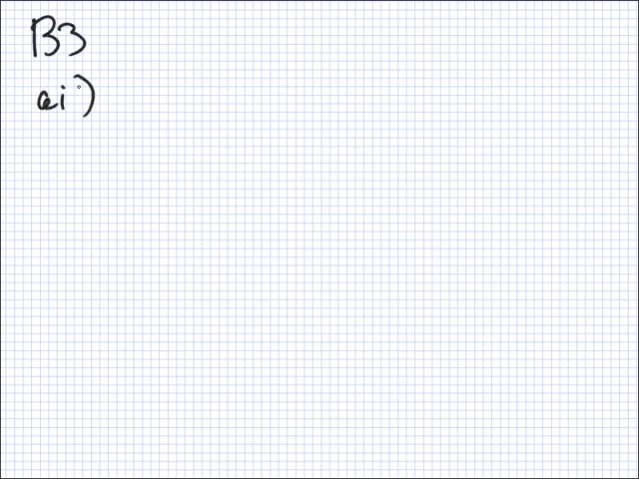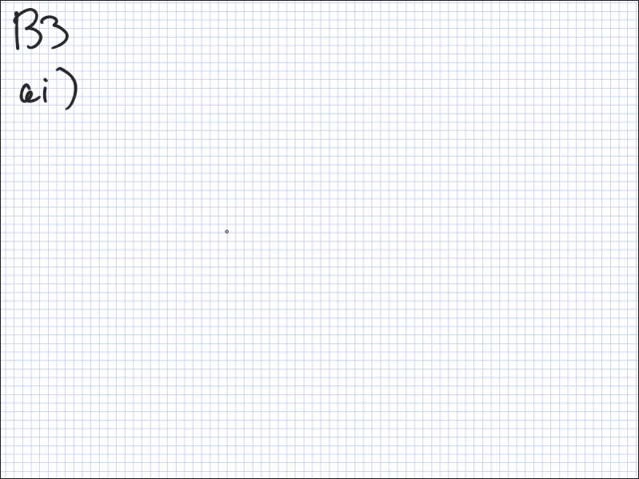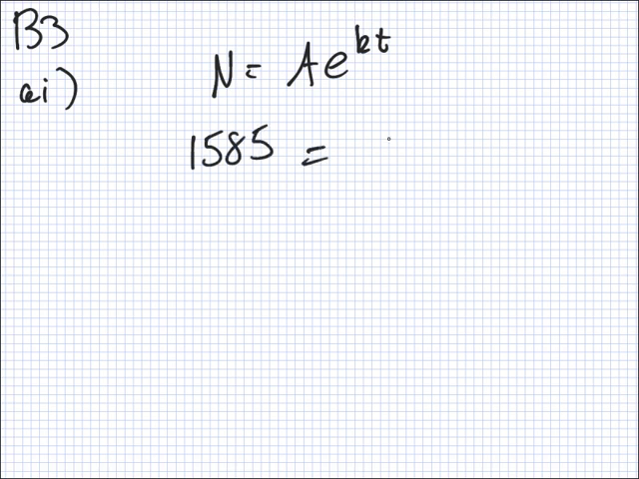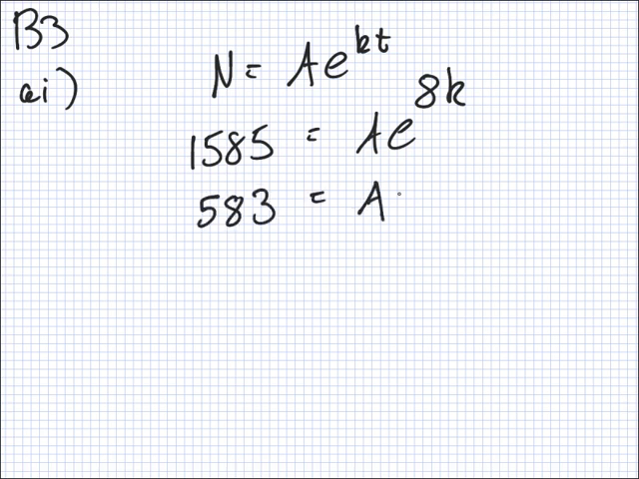B3, part 1. Right. Guys, are you ready? B3, part 1 here. So you have N equals A e^(kt). And you're told after 8 years, there are 1585 bats. So A e^(8k). And then you're also told after 3 years, there are 583 bats.